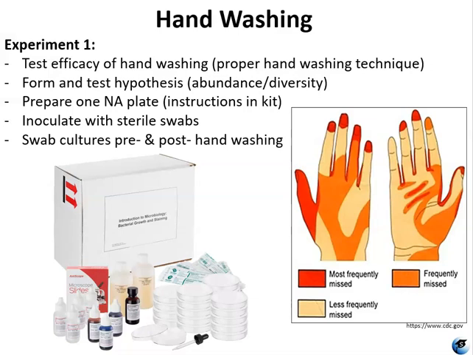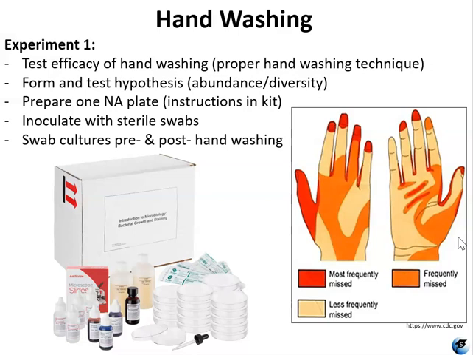So the way you're going to test this hypothesis is you are going to first prepare a nutrient agar plate using the nutrient agar in your lab kit, and also the petri dish in your lab kit. There are detailed instructions inside your kit for doing this, but essentially you're going to have to melt the agar and pour it into the plate. And once you pour it into the plate, you have to let that cool. And as it cools, it solidifies. And then once the agar is solid in the petri dish, you have a nutrient agar plate that you can use.